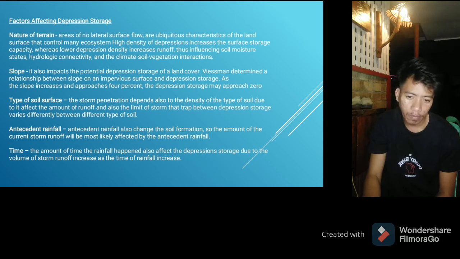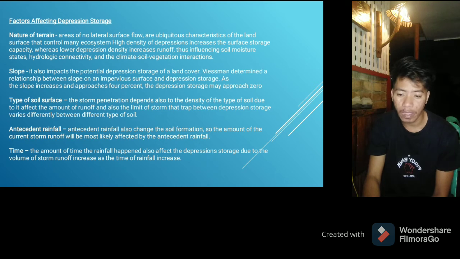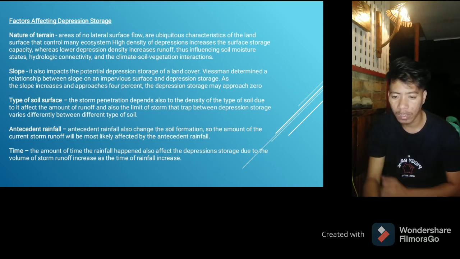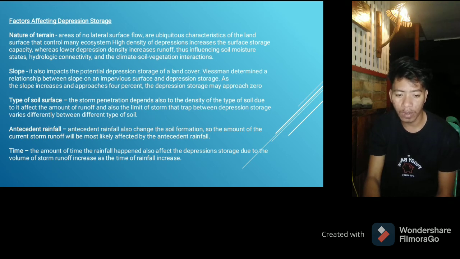Slope. It is in fact the potential depression storage of a land cover. Wiseman determined a relationship between slope on an impervious surface and depression storage. As the slope increases and approaches 4%, the depression storage may approach 0. Then the type of soil surface. The storm penetration depends also on the density of the type of soil, due to its effect on the amount of runoff, and it also limits the storm. The depression storage varies differently between different types of soil.